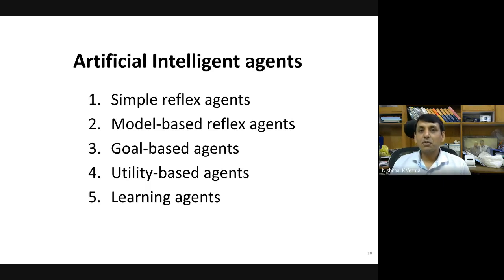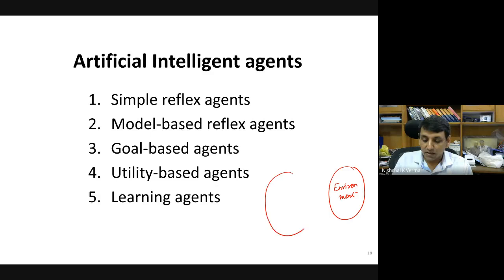First one is the simple reflex agent. Second one is the model-based reflex agents. Third one is goal-based agents. Fourth one is the utility-based agents. Fifth one is the learning agents. So simple reflex agent. But basically, what is an agent? When we talk of an AI agent, it can be understood simply: we have an environment with which it has to work.